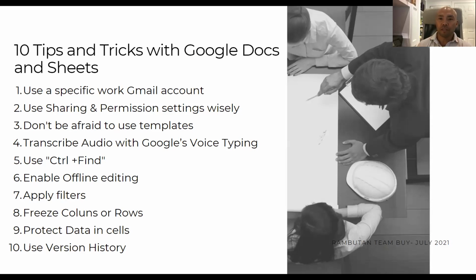Apply filters. Freeze columns or rows. Protect data and cells when collaborating with groups outside of or even internally in the work environment, and use version history as part of the saving process when it comes to Google Docs and Sheets.